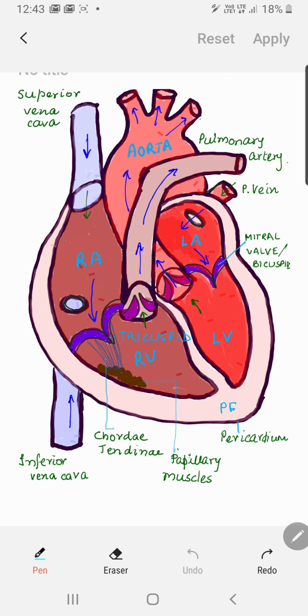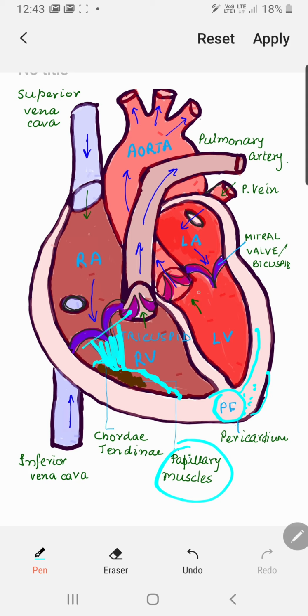Right, children? And the rest of the features you already know, that the pericardium is there, the internal one is endocardium, and in between is this fluid. I have written PF for pericardial fluid. And an important thing here is that the inner wall of the ventricle contains, if you can see this brown shaded content, papillary muscles. These papillary muscles extend a few specialized fibers which are known as chordae tendineae, and these fibers keep the valves fixed at their places.